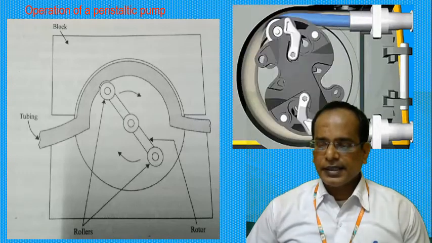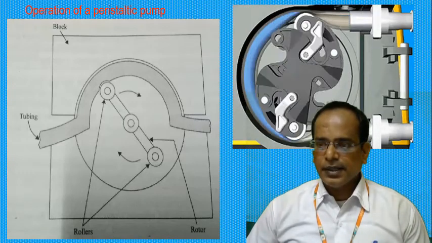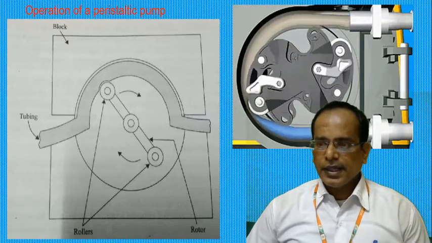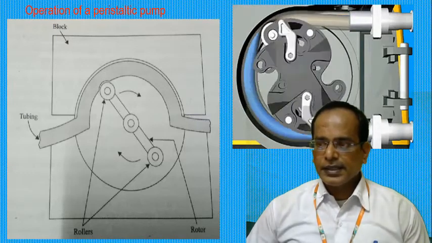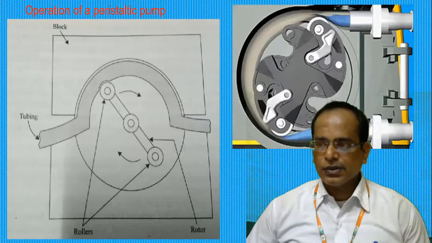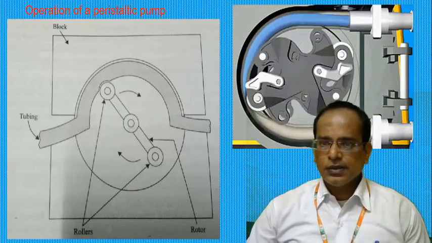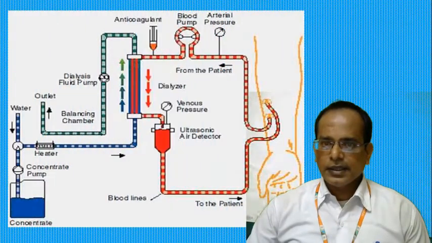The filter, which is called a semi-permeable membrane, will remove such excess magnesium, calcium and glucose. So now we are going to see here the diagram of hemodialysis.